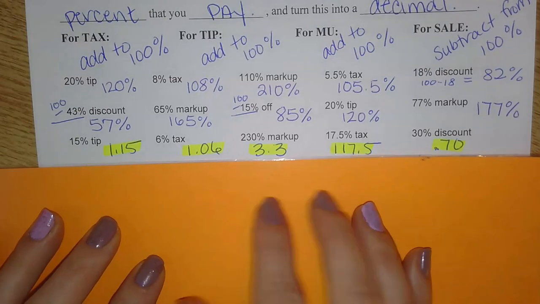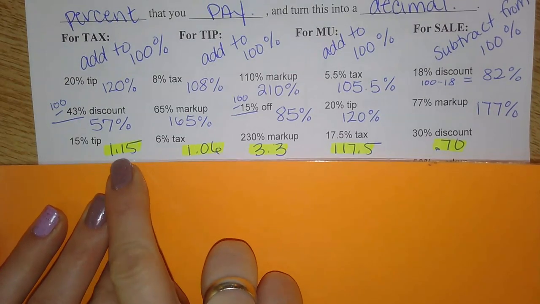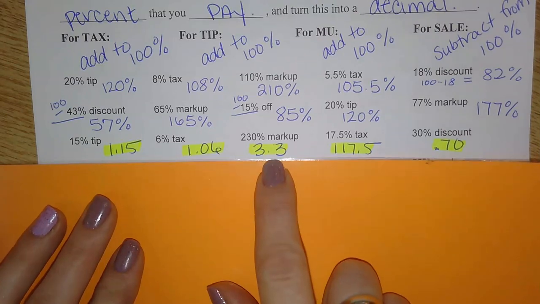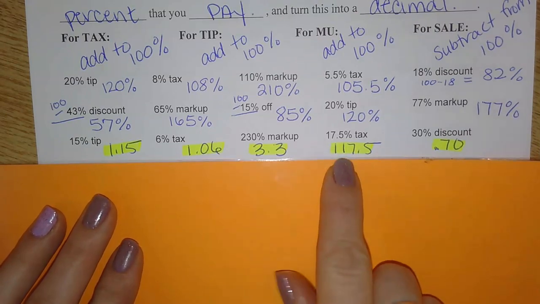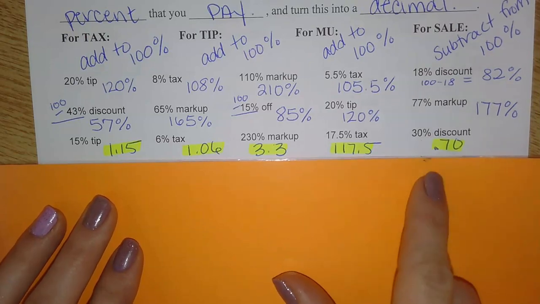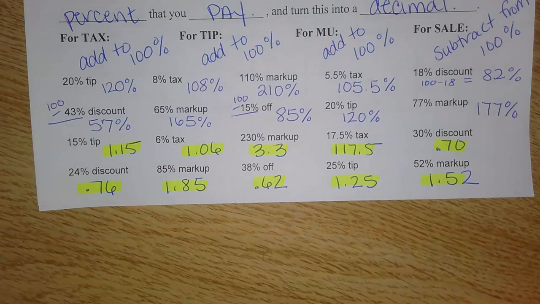Okay, let's quickly check these. I did write them as decimals now, which is how we're going to use it in the shortcut. So 115% as a decimal, 1.06, 3.30, 1.175, 0.70 after I take 30% off. And then check the bottom row as well. We'll continue working with this shortcut more in class, but that finishes video 5B.